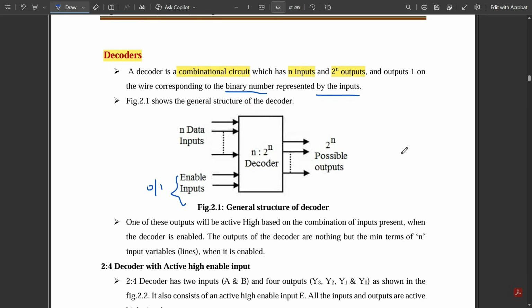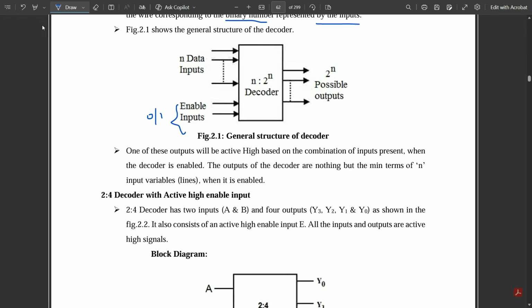For the time being, just note down this diagram. This is the basic block diagram or the general structure of a decoder. One of these outputs will be active high based on the combination of inputs present when the decoder is enabled. As I told you, when the decoder is enabled, meaning enable is 1, one of the output pins should be high. The outputs of the decoder are nothing but the min terms of the n data inputs which are used for representation. Whatever 2 to the power n outputs we get are the min terms of those inputs.